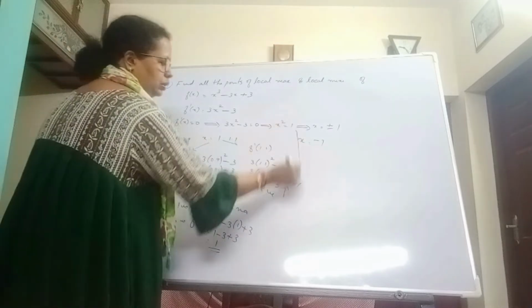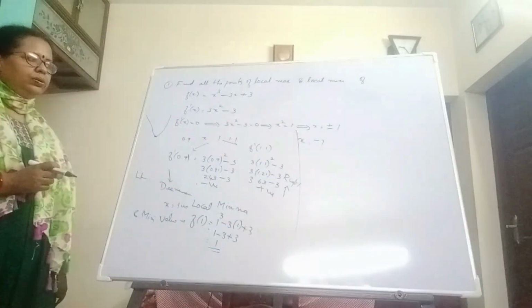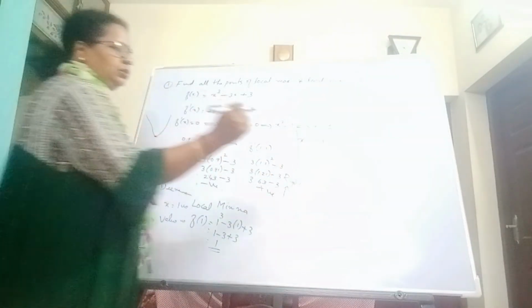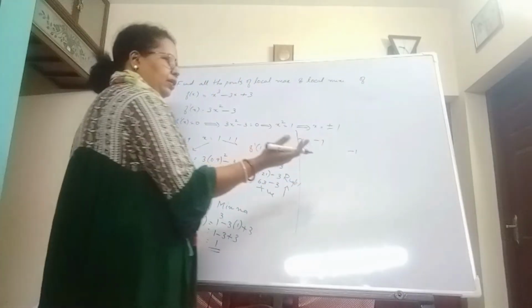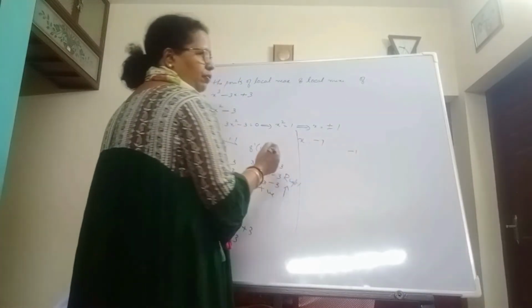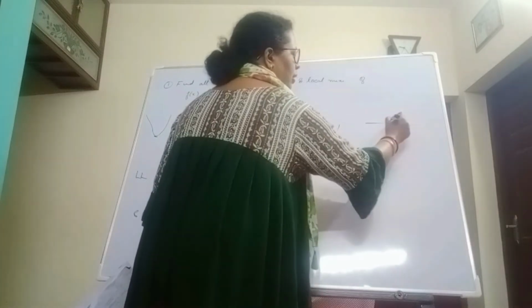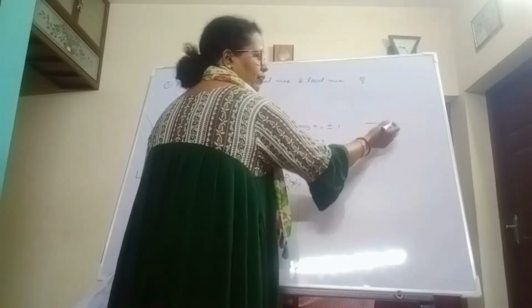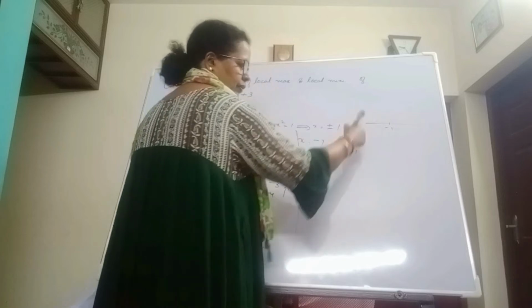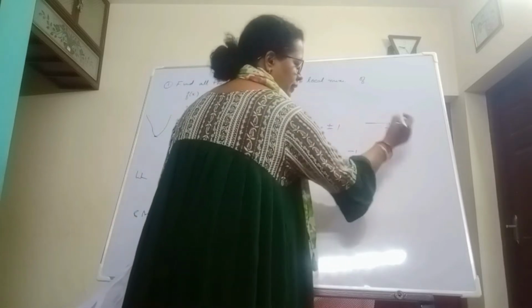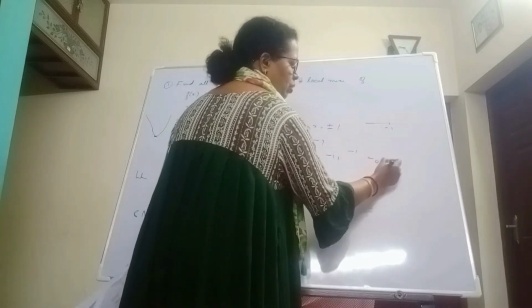Now we have to do this part. x equal to negative 1. Here also we will take the left side of negative 1 and right side of negative 1. Left side of negative 1 is what? In number line, if this is negative 1, what is left side? It is negative 1.1. And on the right side it is negative 0.9.